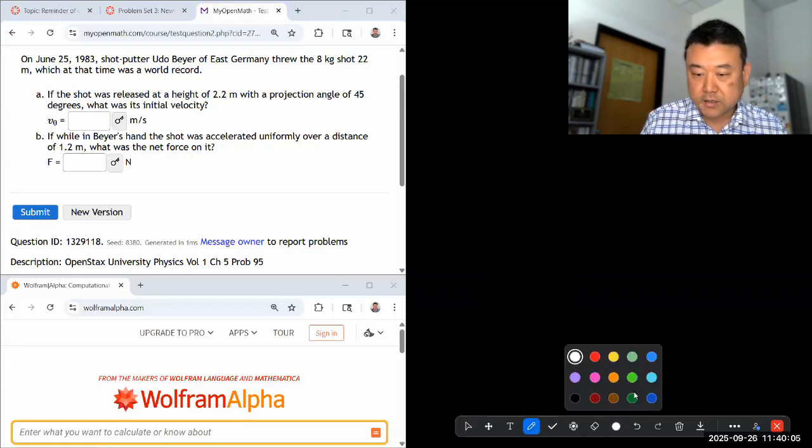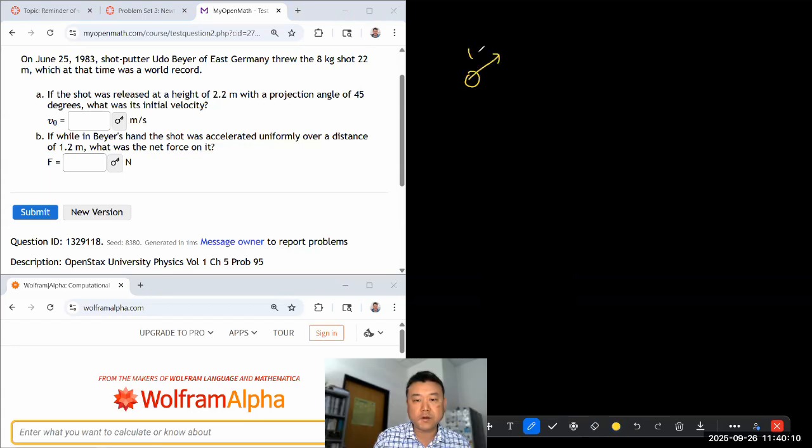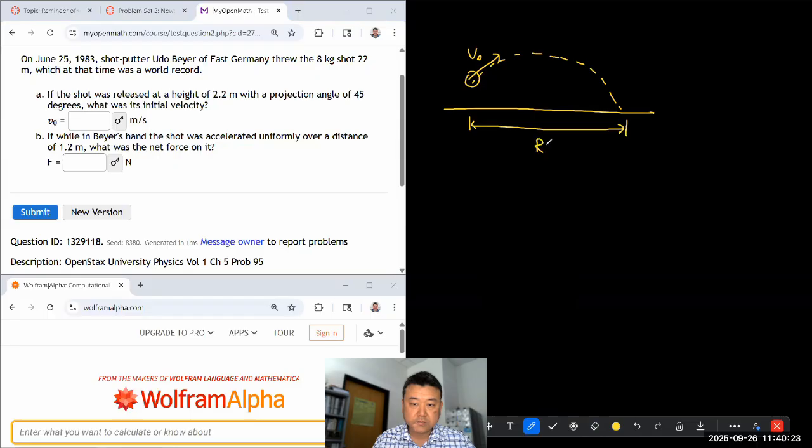Oh, okay. So they're describing this common projectile motion picture, something with some velocity. And I think the information they are giving us is the horizontal distance that it travels, because that's what they record, right? So some range is what they are telling us, and this is an 8 kilogram mass. If the shot was released at a height, oh okay, I'm glad I drew it at some height. I guess it matters. And the projection angle of 45 degrees.